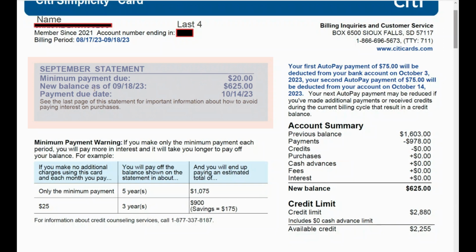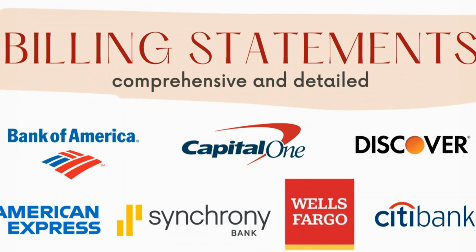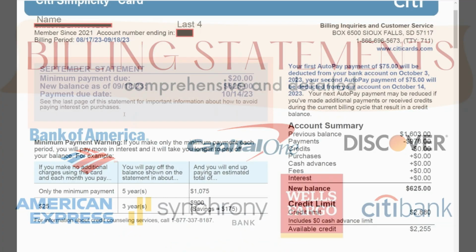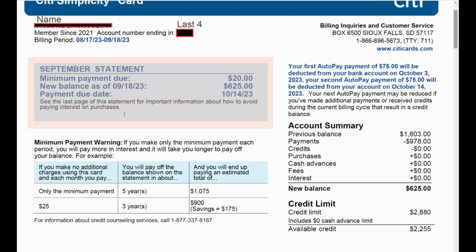The payment due date is 10/14/23. And there's a quick disclaimer. See the last page of this statement for important information about how to avoid paying interest rate on purchases. If you're following me on all of the other billing statement videos, you see that this is a critical thing for you to keep in mind. All of these warnings are critical for you to keep in mind because they are giving you useful information as a consumer so that you can protect yourself.